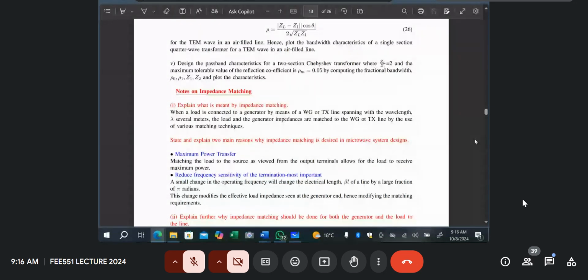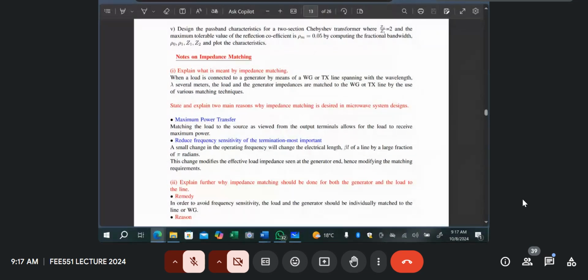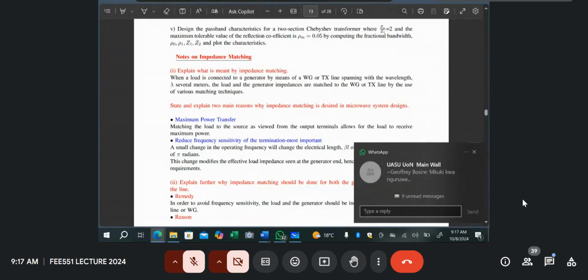Because the way I was thinking is that in practical microwave and radio frequency applications, systems like the radar system, the satellite communication, and even the cellular networks, they actually work well when there is minimized reflection of the signal. So my question is, how comes that reducing the frequency sensitivity becomes more important than the minimization of the signal reflection when it comes to impedance matching?